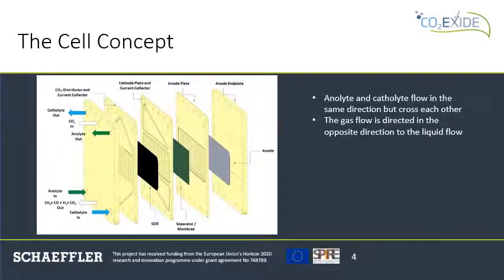For illustration purposes of the generic cell concept, an explosion drawing is shown in this slide. It can be seen that the generic cell concept is based on a number of different individual parts. The individual parts of the cell will be explained in the next slides. At this point, it shall be mentioned that the anolyte and the catholyte flow in the same direction. However, both electrolytes cross each other within the cell. The CO2 gas flow is directed in opposite direction to the electrolytes.